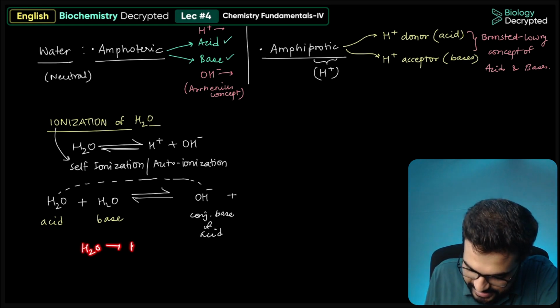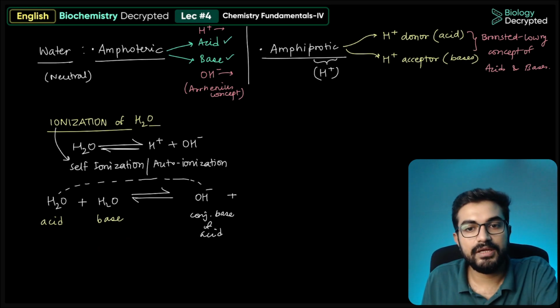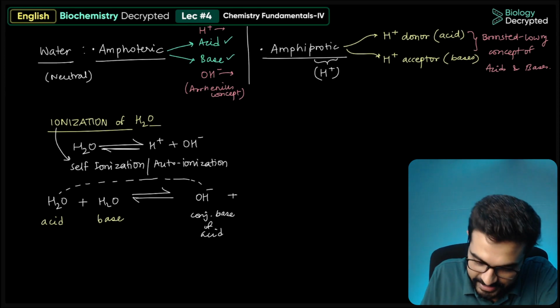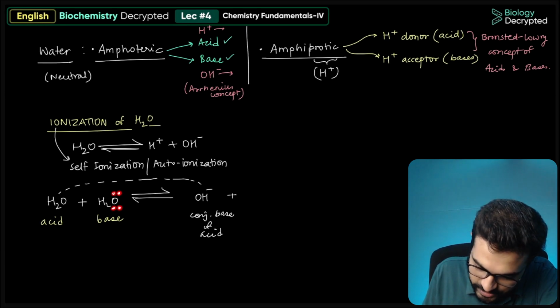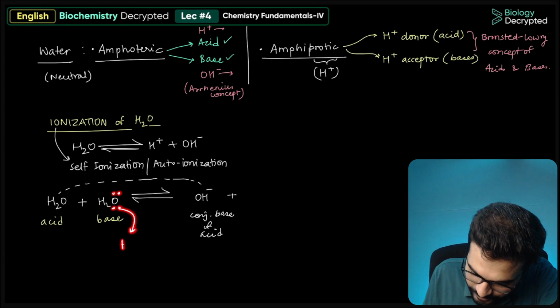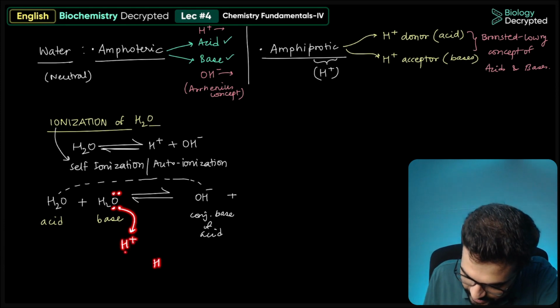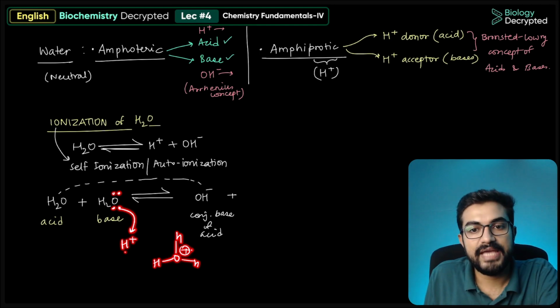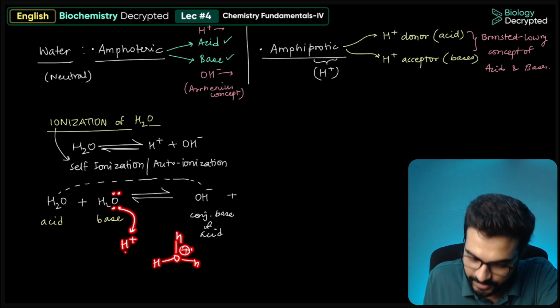H2O splits to give you H plus. Now this H plus is taken up by this base. This has a lone pair, and this lone pair is given to H plus, and this is how the HOH ion is formed. H plus ions do not remain free in the solution.